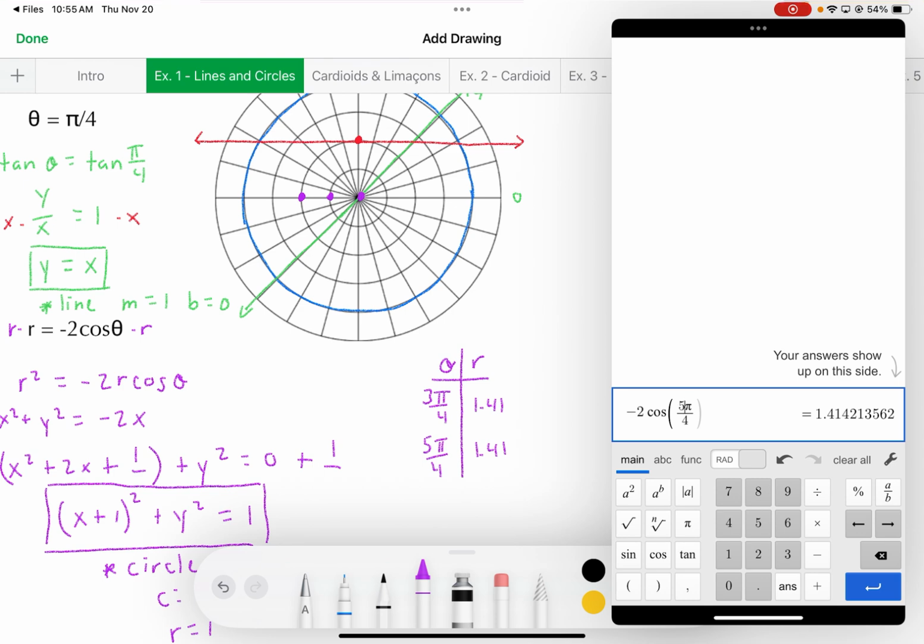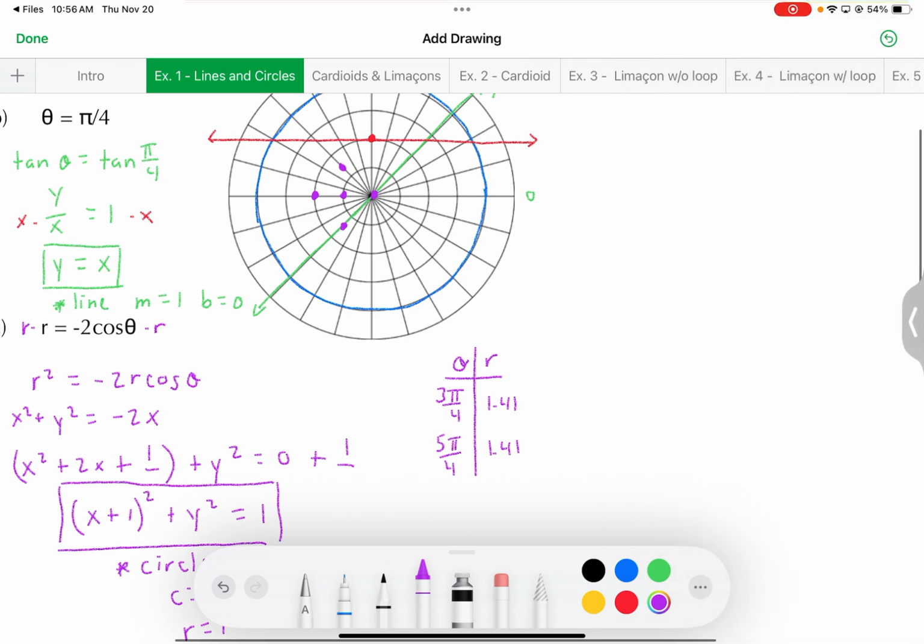Okay, so where would those points plot? Well, right here is 5 pi over 4. So we have to approximate where 1.41 would be on that. Right about there. And then right here would be 1.41, 3 pi over 4. Now we can give a pretty reasonable sketch of the circle.